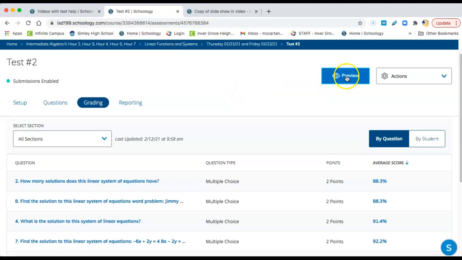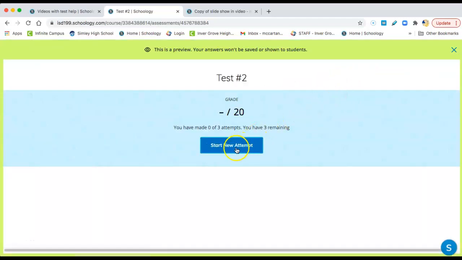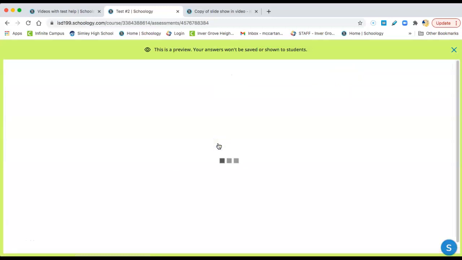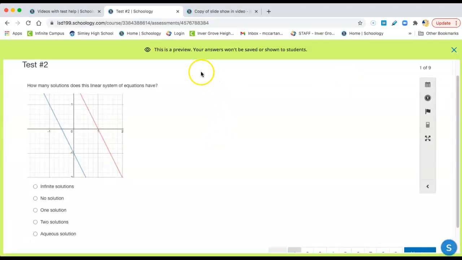And again, I just do a preview. You just go ahead and take it. Take it right now and submit it, okay? Again, if I'm going too fast, you guys can always stop it. But this particular test is worth a lot of points, so make sure that you take it.